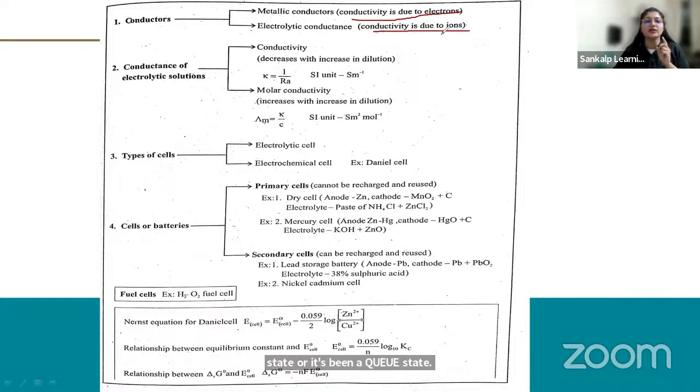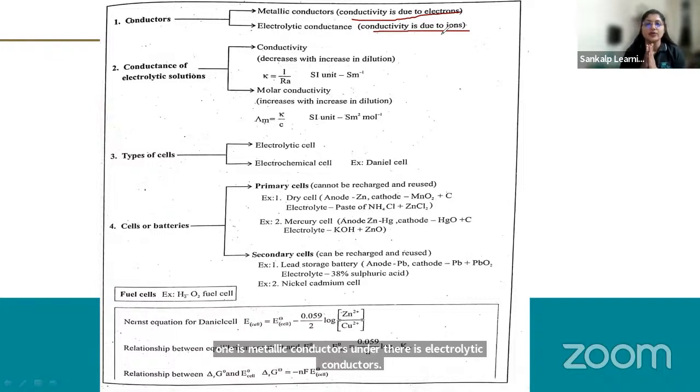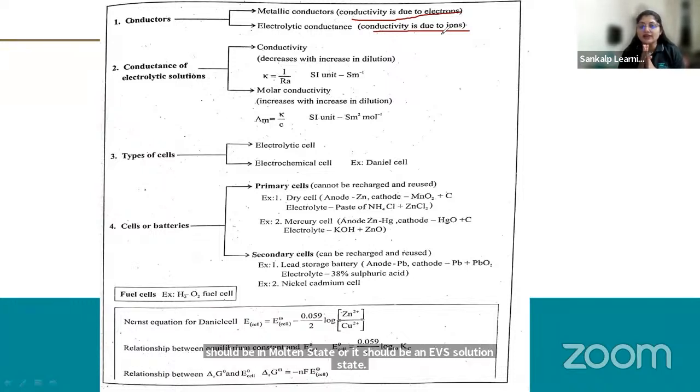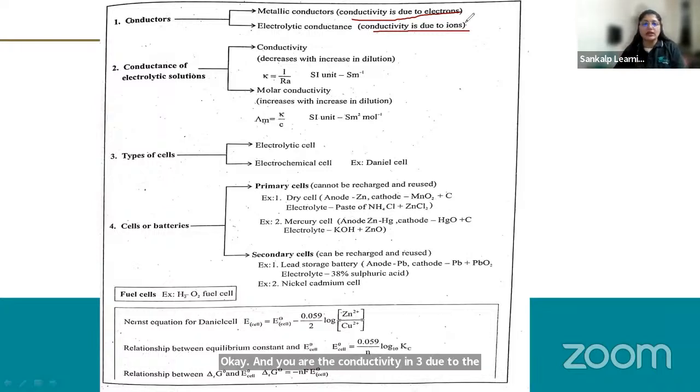Remember these very important conductors, two types. One is metallic conductors, another is electrolytic conductors. Metallic conductors means the conductivity is due to electrons, and electricity is passed through these substances without undergoing any chemical change. Electrolytic conductance means you allow the passage of electricity, but it should be in molten state or in aqueous solution state, and the conductivity will be due to the ions. So this is about conductors.